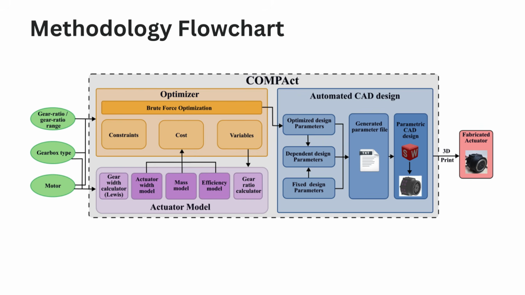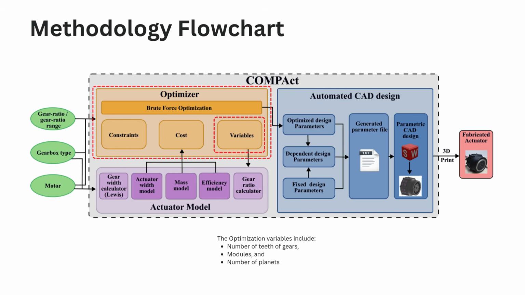This flowchart illustrates the overall workflow of the Compact Framework. The framework takes motor specifications, gearbox type, and the gear ratio, or a gear ratio range, as inputs. The optimizer block takes these inputs and computes the optimal gearbox design. The optimization variables include the number of teeth of each gear, the gear module, and the number of planet gears.